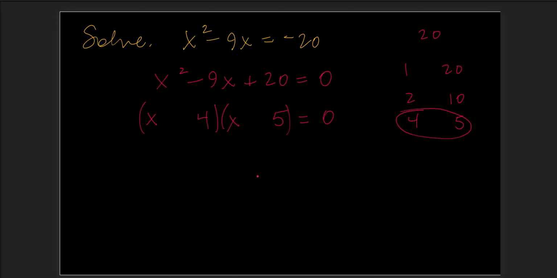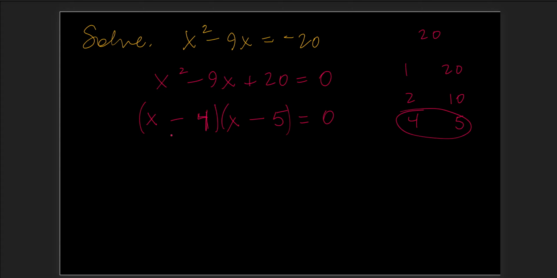I consider my signs last. So I need a positive 20 when I multiply these, but I need a negative 9 when I add or subtract. So I think negative, negative. You can put in plus, plus, and FOIL and see if that works. So now I have to make sure I factored it correctly, x minus 4 times x minus 5. So you can FOIL somewhere real quick and check that, but I take my word for it, it is correct.